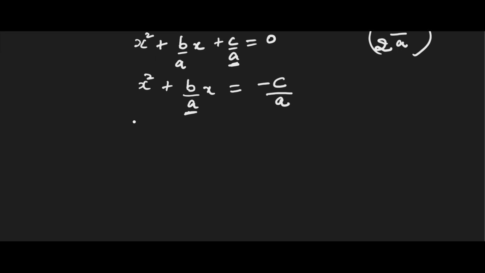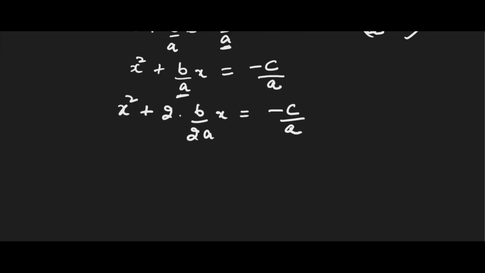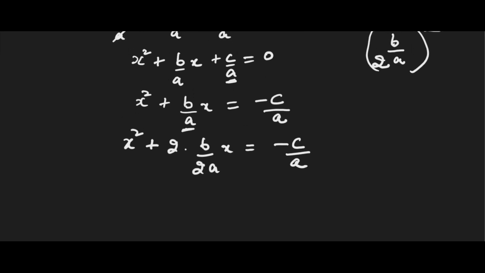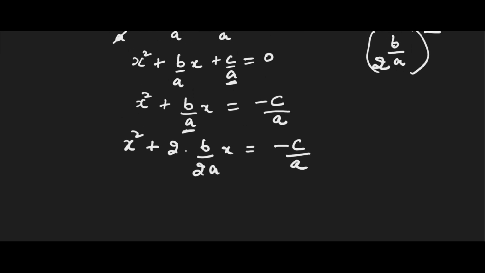So let's say x square. Can I write it as 2 into b by 2a x is equal to minus c by a? I can write it like this, so it is easier to understand. When we are trying to complete the square, it will be easier to understand b by 2a. So I can divide and multiply by 2 in this coefficient. b by a is written as 2 into b by 2a. I hope this is very clear. And now I will add b by 2a whole square on both the sides.